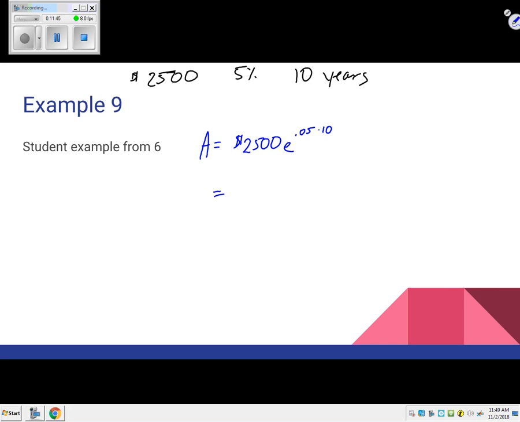So as you see, it's not going to grow very much at all. $4,121. This time I had 80 cents. What was that from the daily? That's what, 14 cents more than what we had on the daily? So a little bit more money.